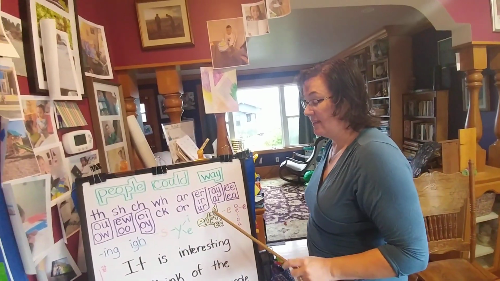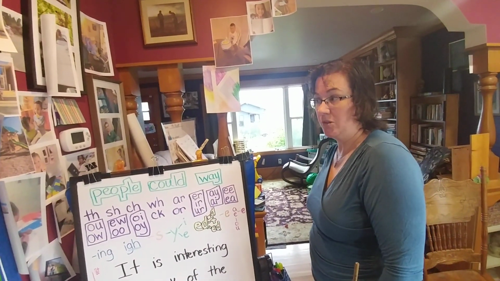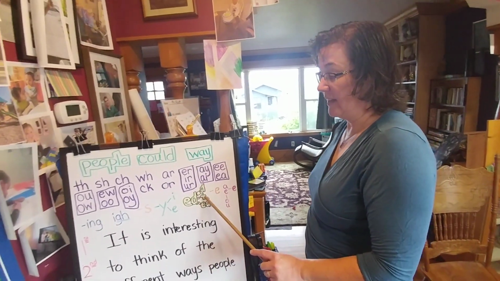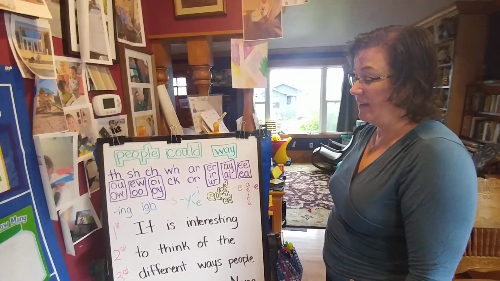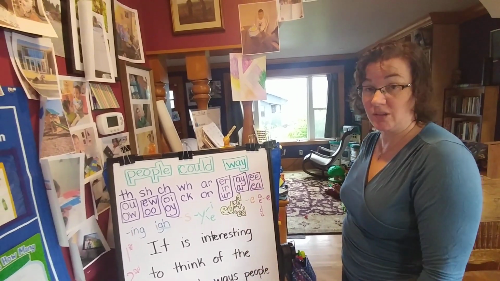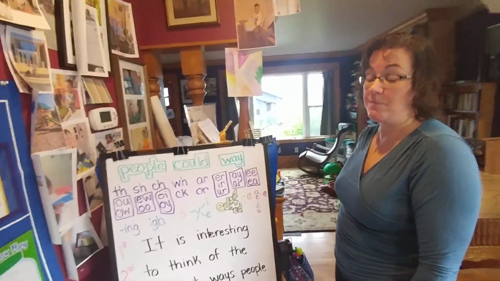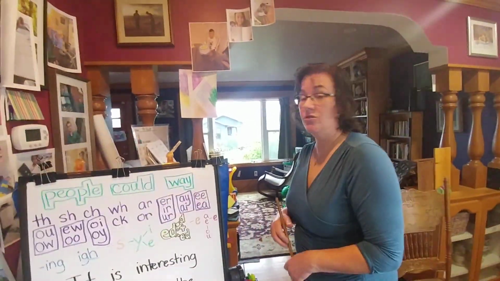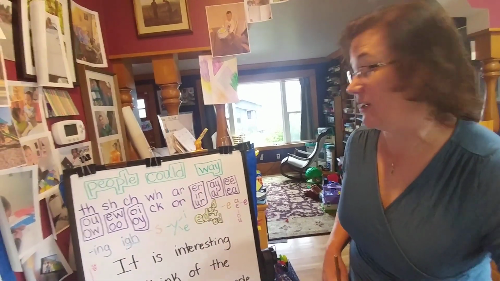We have a D sound. It can have a T sound, like I picked, I picked that book, or an ed sound, like painted. I painted on Friday. Wonky E just shows up and does nothing at the end of the word.